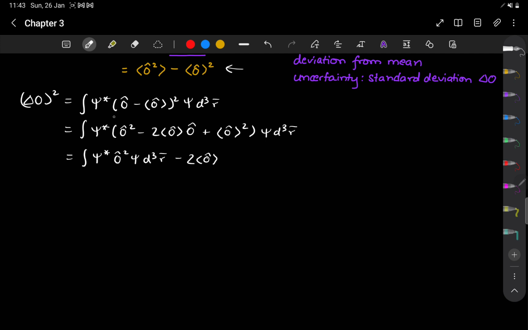Now let us open up this integral. There are three terms over here, so let us write them down as three separate integrals. And O cap in angular brackets is just the expectation value, so it comes out of the integral, and within the integral we have the following. Again, this is the square of the expectation, it's just a number, so it comes out of the integral, and this is what we have within the integral.